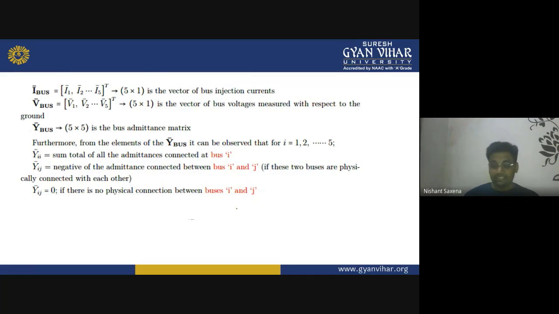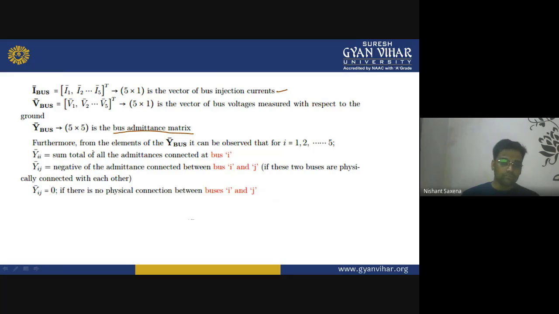Now look at this further. I bus is equal to I1, I2, up to I5, transposed. That is a 5 cross 1 vector of bus injection currents. V bus is a 5 cross 1 vector of bus voltages measured with respect to the ground. And Y bus is a 5 cross 5 bus admittance matrix. This is your bus admittance matrix.